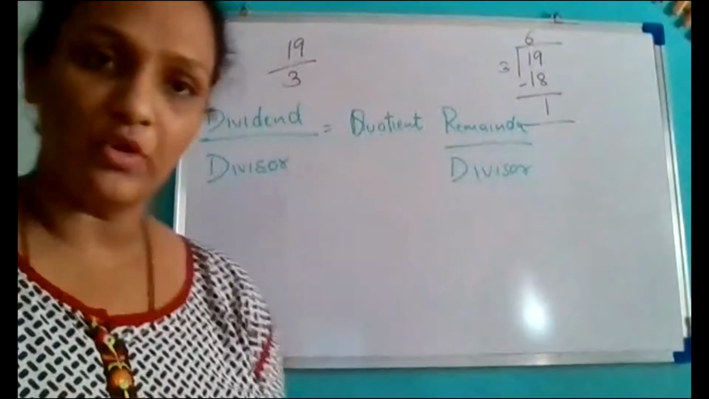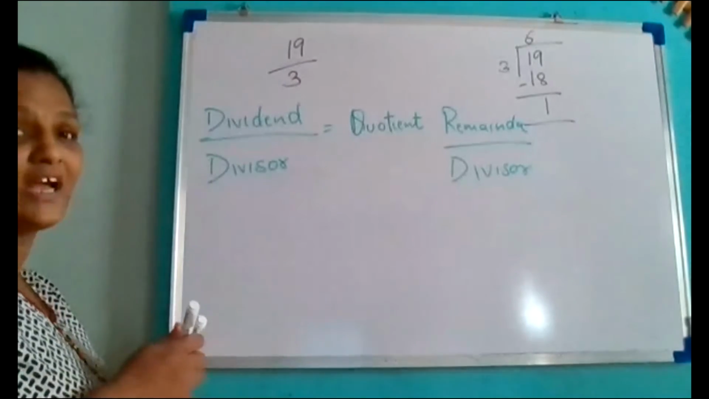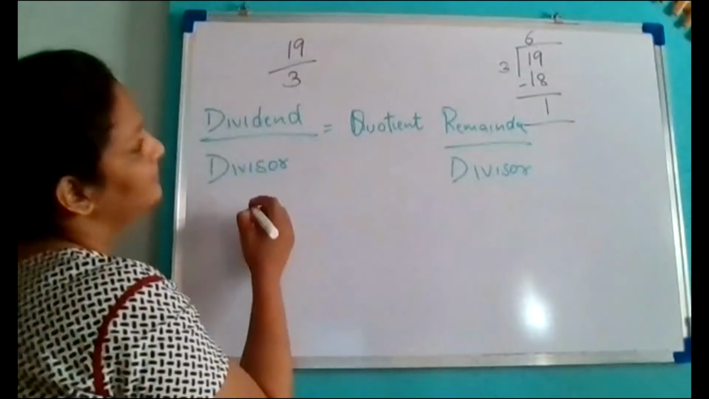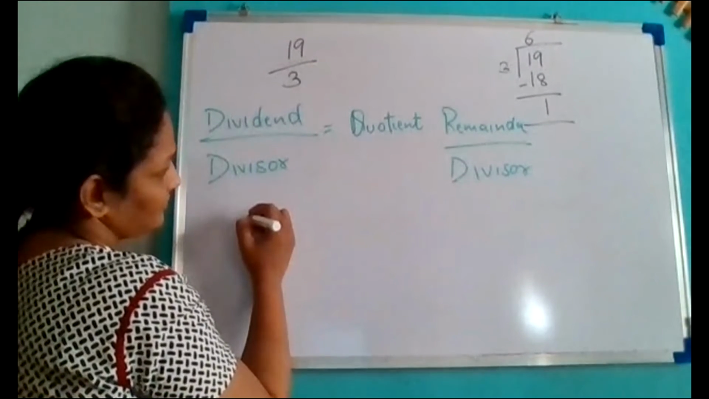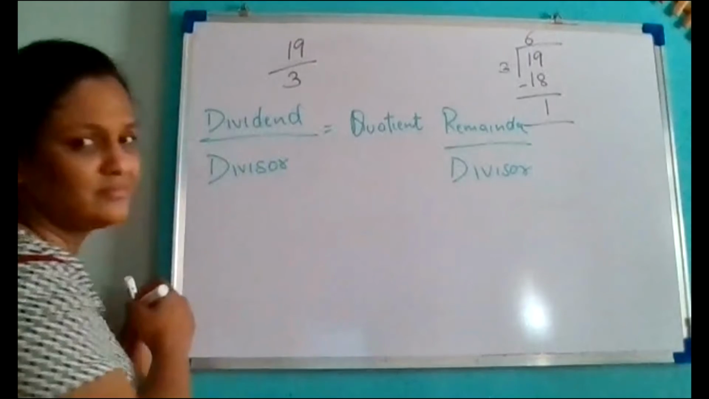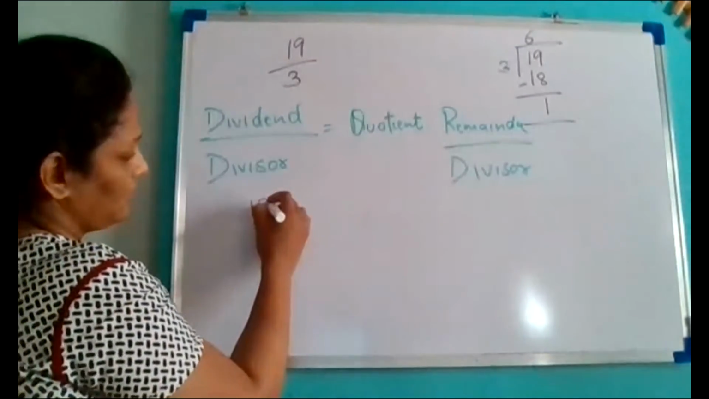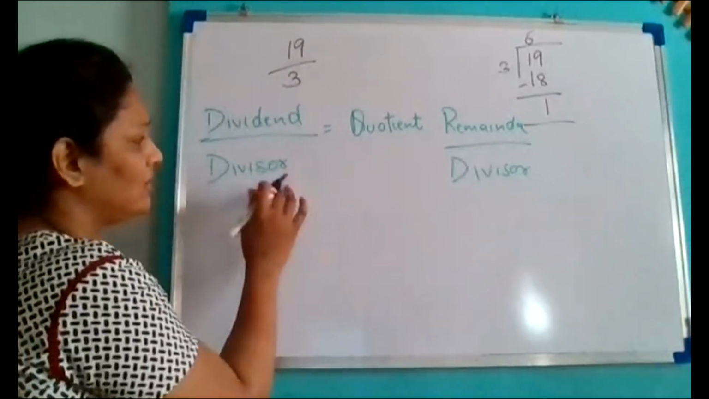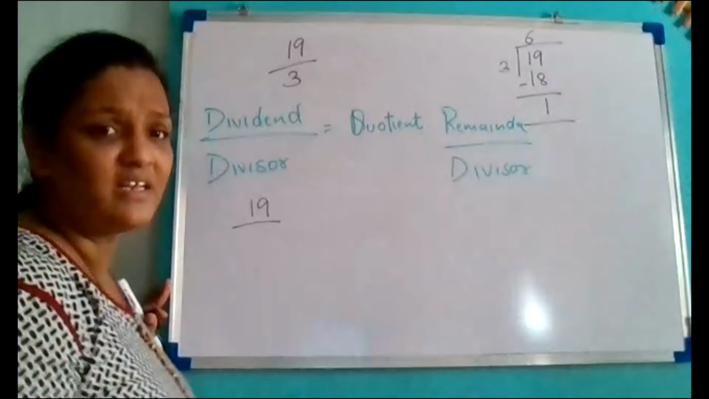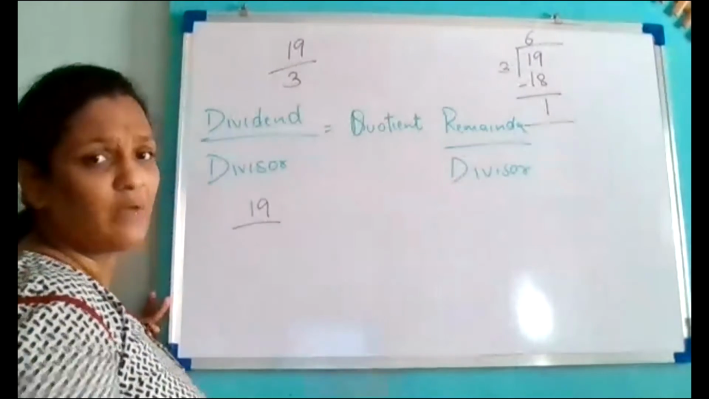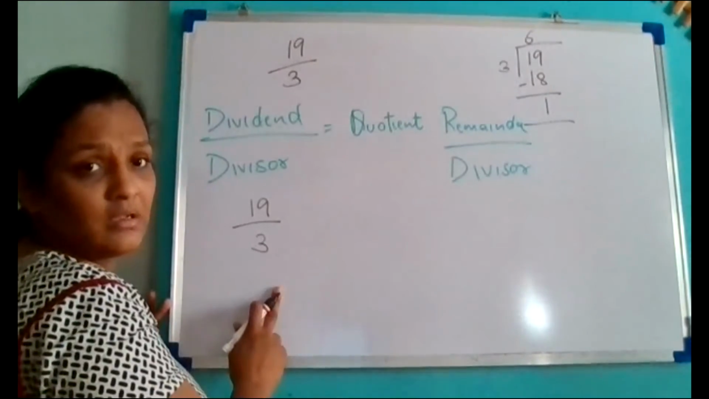Remainder upon divisor. This is the formula, if you know that. Now, what is the dividend here? Come on, tell me fast. What is the dividend? 19. The dividend is 19. And what is the divisor? 3. The quotient is 6.